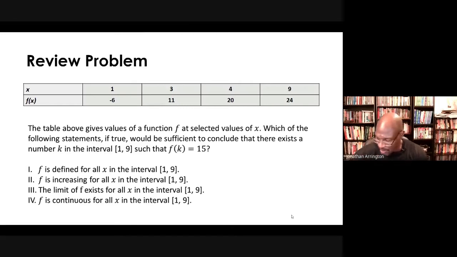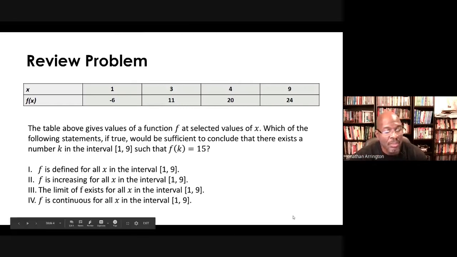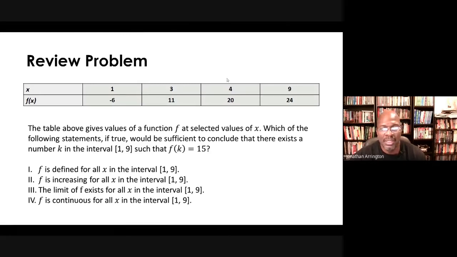And by the way, when we do IVT with the table of values, it doesn't have to be with the endpoints. For instance, IVT guarantees that there's at least one number between 3 and 4, such that f of that number is any number between 11 and 20. So customarily, we tend to use the endpoints, but it doesn't necessarily have to be the endpoints. So once you understand that this is the intermediate value theorem, all the other parts of the theorem have been met.